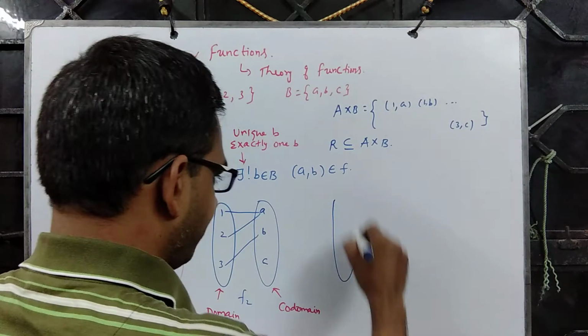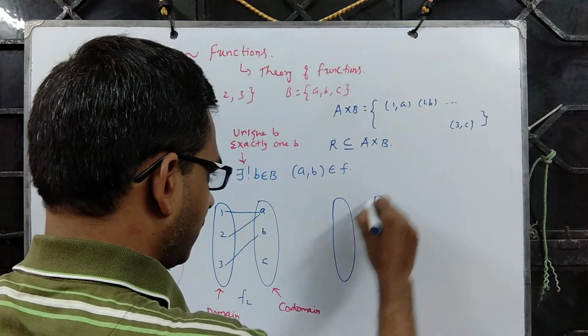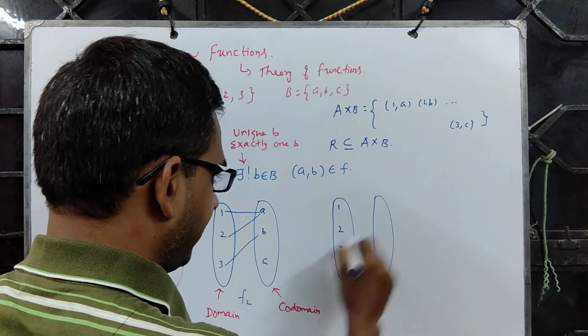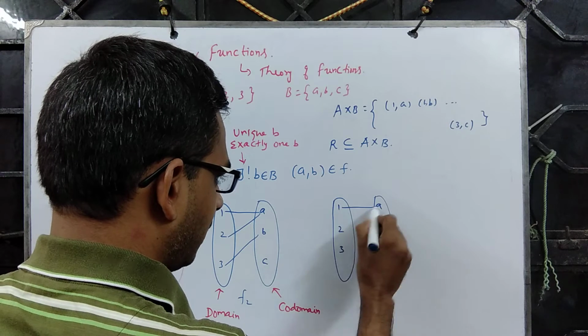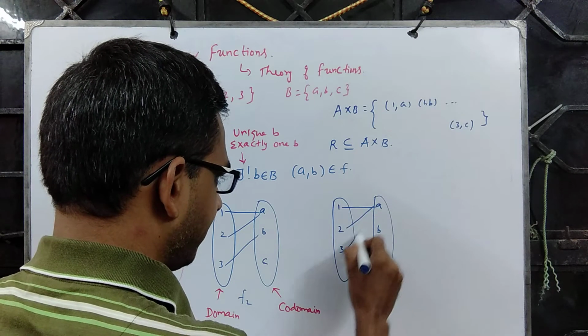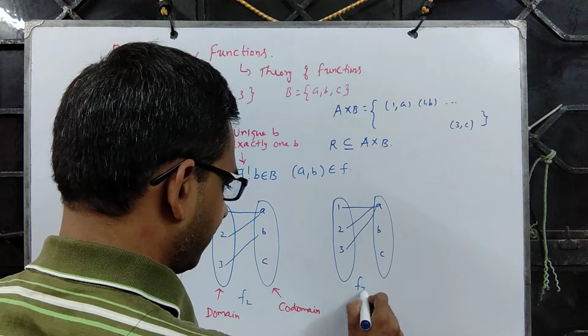Here is an example of another function. So you have 1, 2, 3 and a, b, c, and all of them are mapped to just one element. This is also an example of a function.